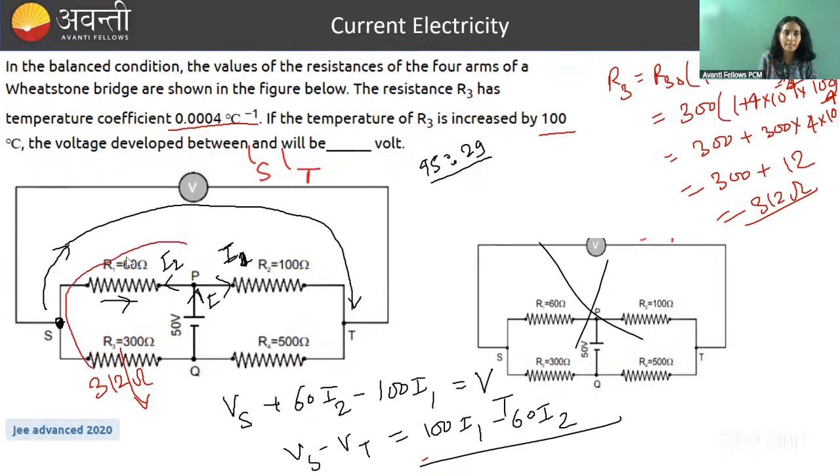If you talk about writing KVL in this branch, then there is only one variable in this branch, that is I2. Everything else is known. क्योंकि यहाँ से करंट जब चलकर आएगा, यहाँ से करंट तो इधर ही जाएगा, है ना? इधर जाने का कोई रास्ता नहीं है. इधर से गया तो वापस वो नेगेटिव.